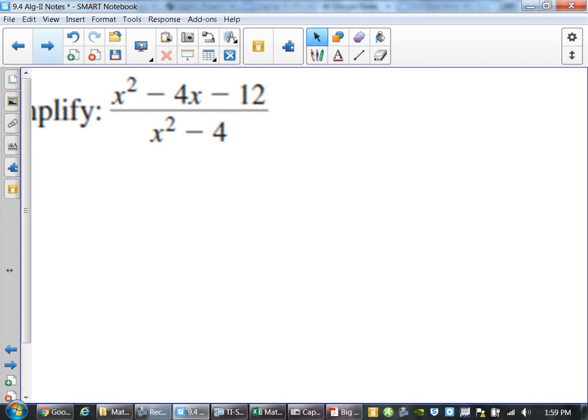As I go to do these problems, I'm not going to write down the problem as I see it. I'm going to factor it as I go. It's just going to save me a step. There's really no reason that you have to write down the whole problem.